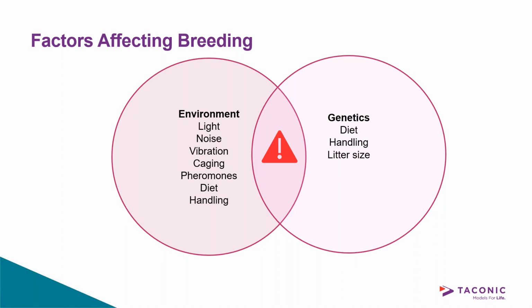So I'll go into some of these things, and I put diet and handling under both because they're kind of intertwined. Some animals like the LEC rat, for example, need to be on a low copper diet. So that's a combination of altering their normal diet with the genetics.